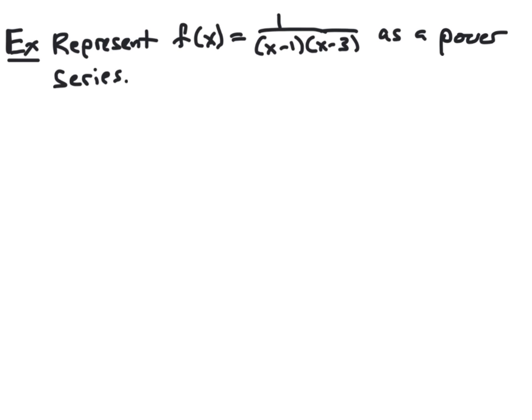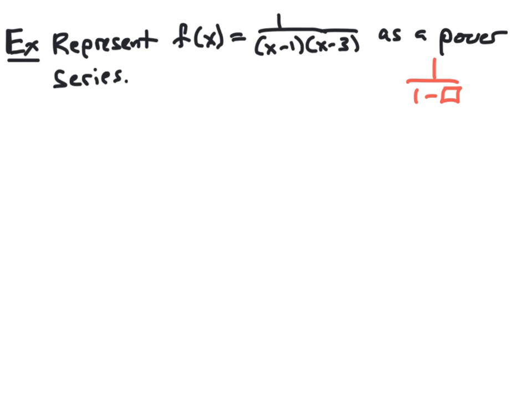In this example, we want to represent the function f of x equals 1 divided by x minus 1 times x minus 3 as a power series. The function's form here is quite different than in previous examples. In particular here, the denominator is much more complicated as a product of two expressions, x minus 1 and x minus 3. We ultimately want to make the denominator have the form 1 minus something, but this is really not feasible the way the function is currently written.